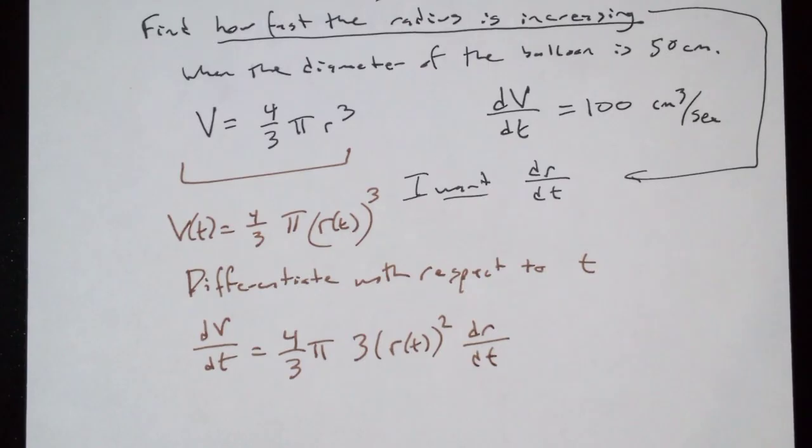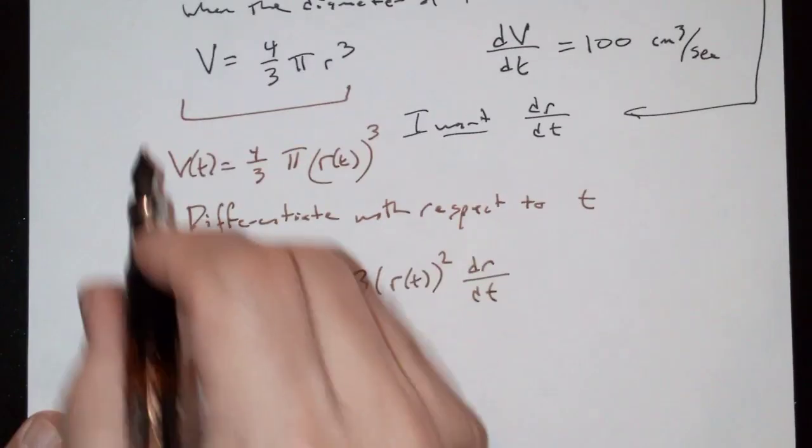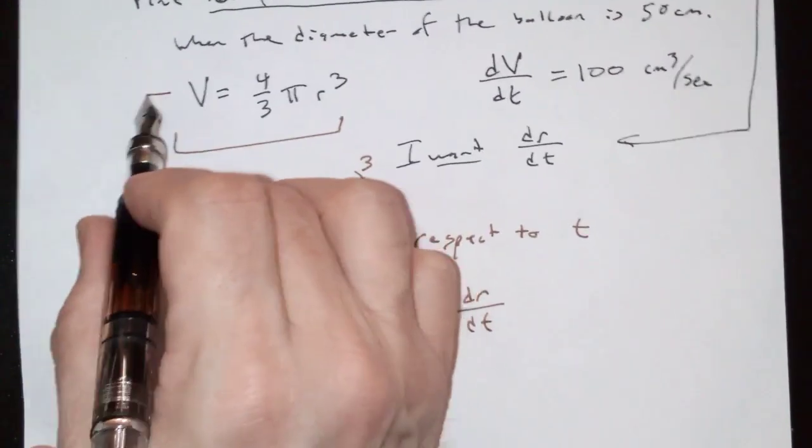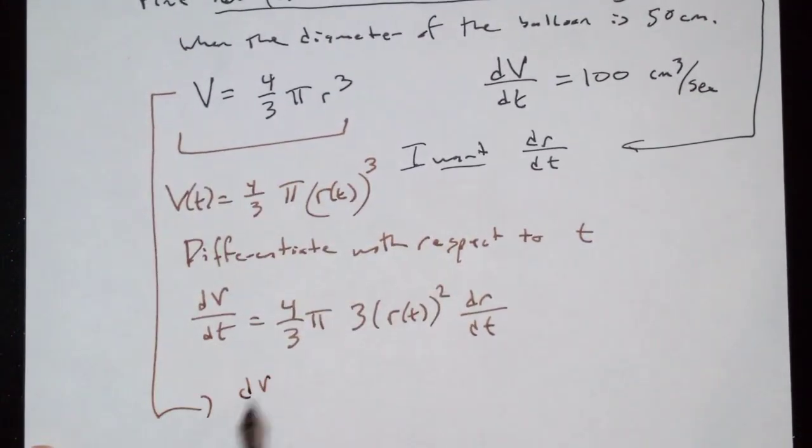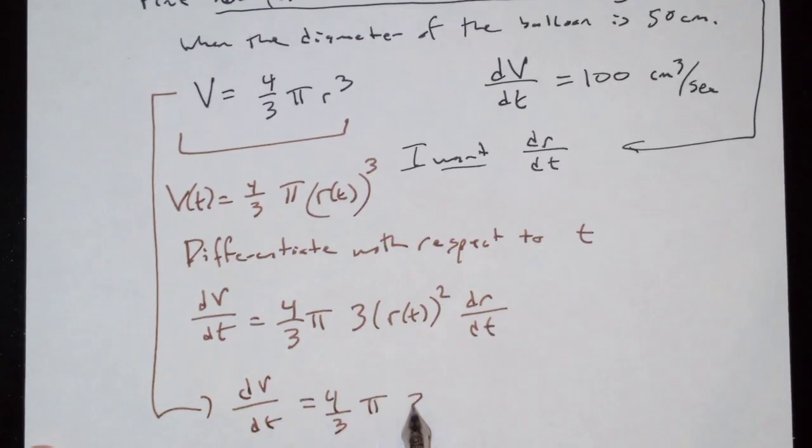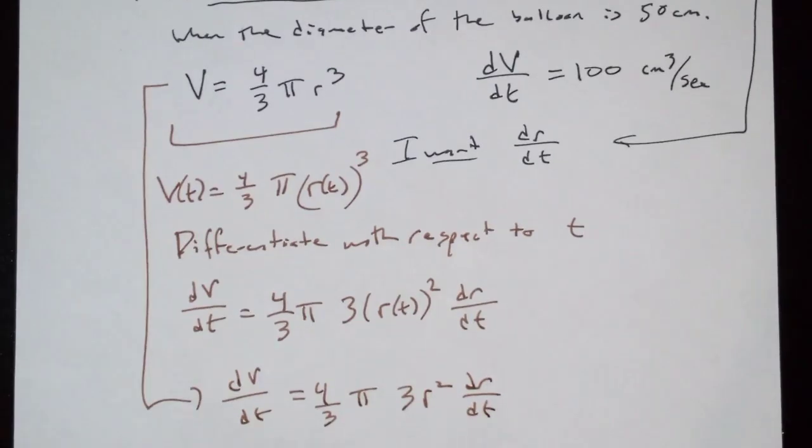Now, you don't actually have to write r of t. You don't actually have to write V of t. You could go directly from this expression up here to dV/dt equals 4/3 pi 3r squared dr/dt. But then I'm thinking about r as having t's hiding in it. I'm thinking about V as having t's hiding in it. I want to hear that nesting doll noise in the back of my head. I'm doing the chain rule. There's something on the inside.